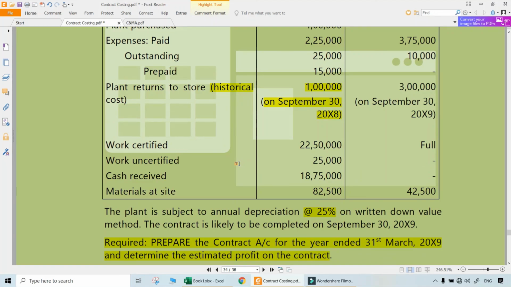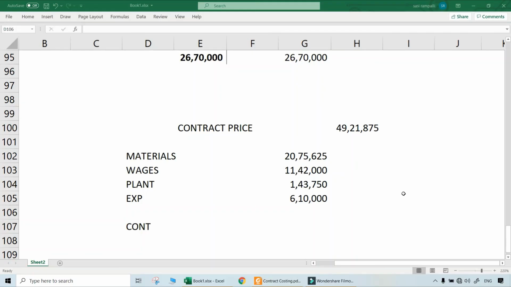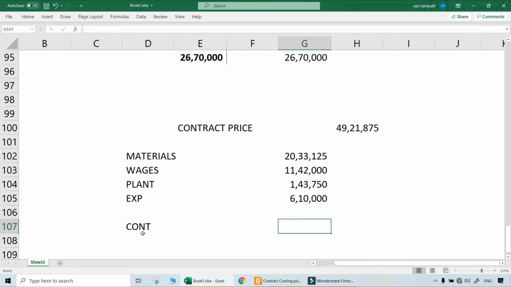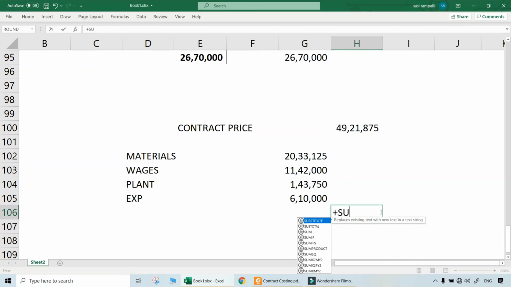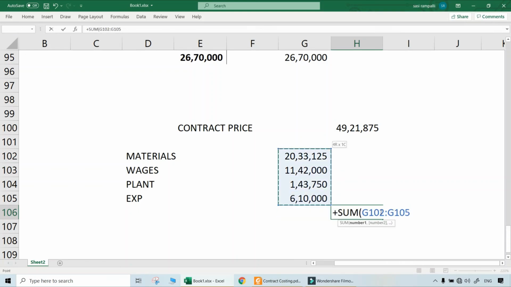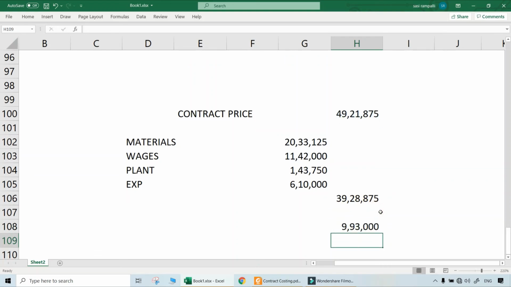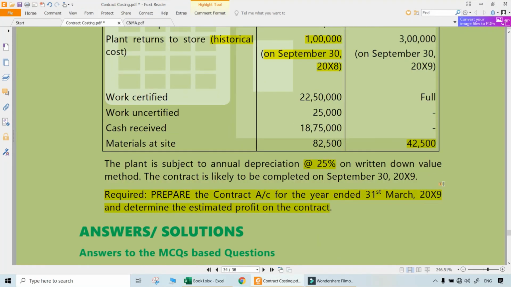Materials at site at the end of the period are there, 42,500. They should be reduced from original materials cost. Why? Because they are at site at the end of the period. This one intermediate calculation is not required. Once again, why? Because minus and plus. These are the things. No contingencies, nothing has been given. So let us just take the total of the costs, all of them. And then naturally, what is going to be the estimated total profit on the entire contract? That is around 9,93,000. Let us look at that.